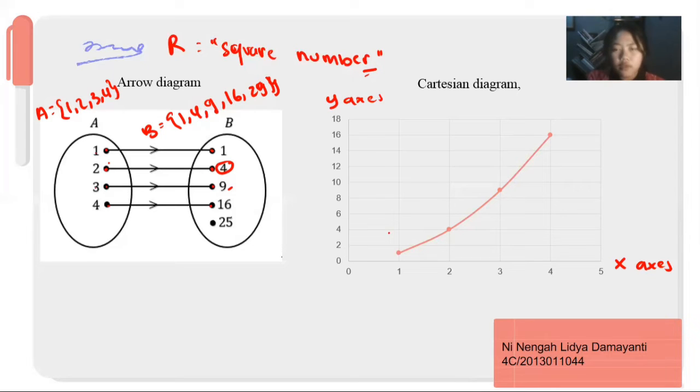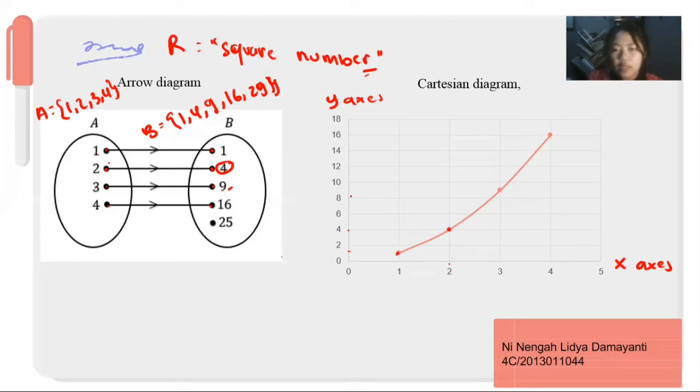So for the same example, we put the members of set A on the x-axis and the members of set B on the y-axis like this. And then we pair the members of set A and set B, such as 1 with 1, because 1 is the square of 1. And then we pair 4 with 2 because 4 is the square of 2, and then make a dot here.